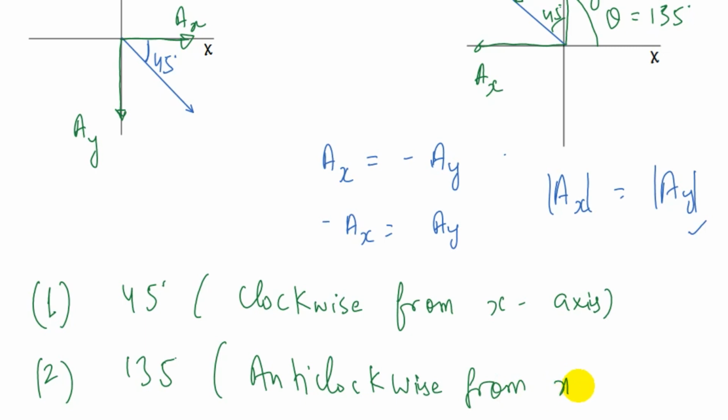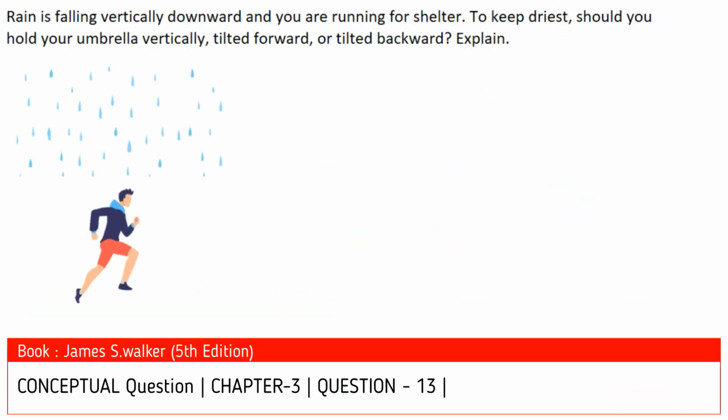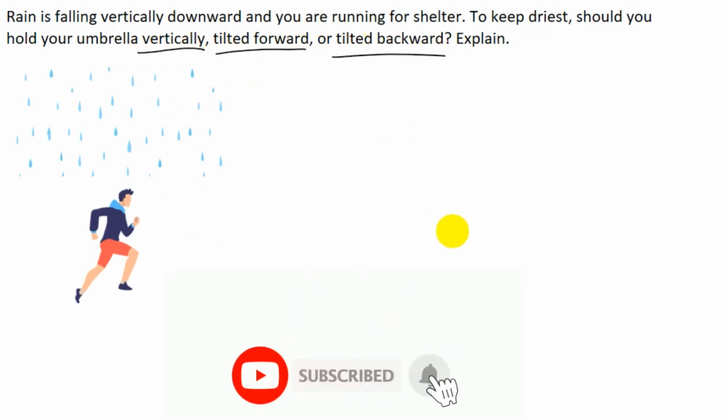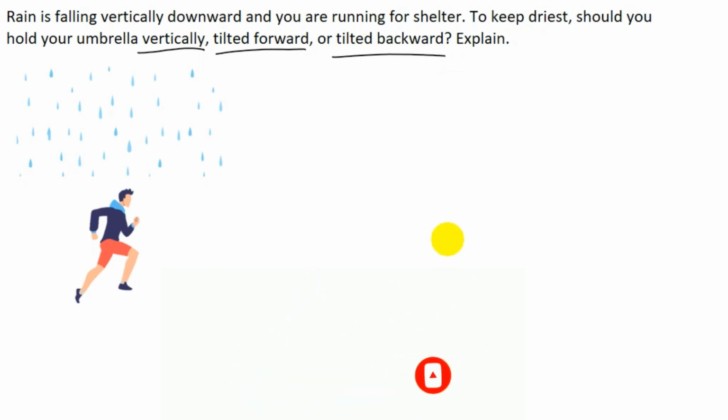So here in this question we are given that rain is falling vertically downward and you are running for a shelter. Now the question is asking in what direction you should hold your umbrella so that you are protected from the rain. There are three options given: vertically, tilted forward, or tilted backward. Now this question is purely based on relative motion.